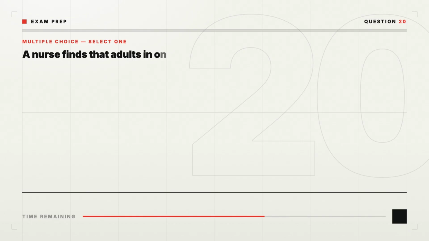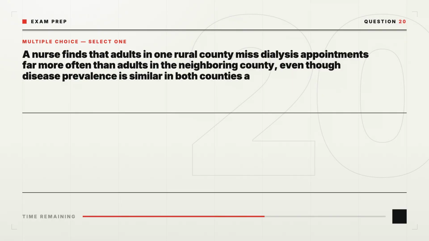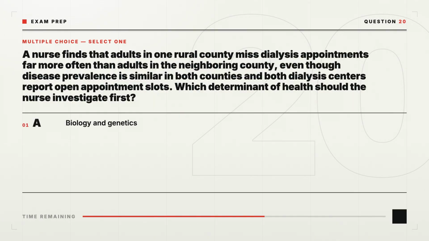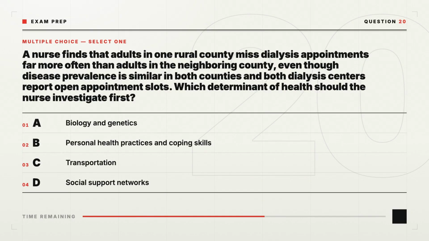Question 20. A nurse finds that adults in one rural county miss dialysis appointments far more often than adults in the neighboring county, even though disease prevalence is similar in both counties and both dialysis centers report open appointment slots. Which determinant of health should the nurse investigate first? Your options are A. Biology and genetics, B. Personal health practices and coping skills, C. Transportation, D. Social support networks. What's your answer? Commit to one before I continue.